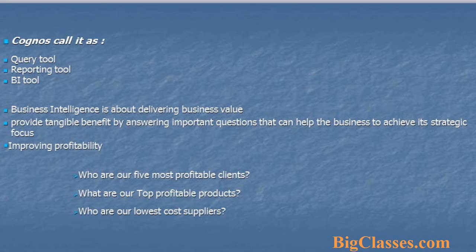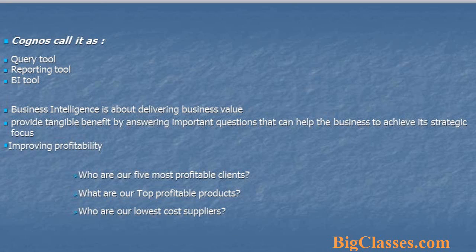So to improve profitability, they can use BA tools. If you are going to use a BA tool, what kind of things can we overcome? By using Cognos, we can answer these kinds of questions. Who are your most profitable clients? If you want to find it out, you can.